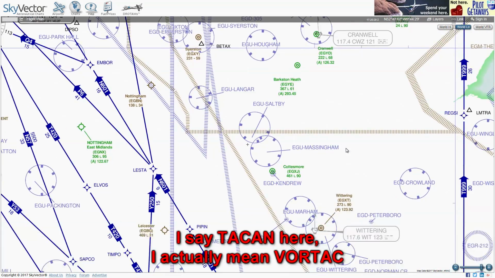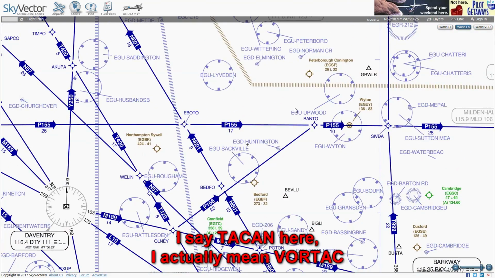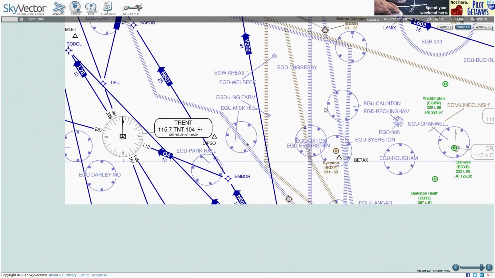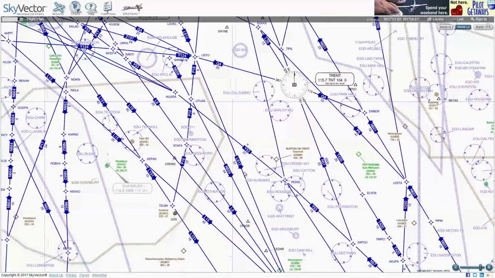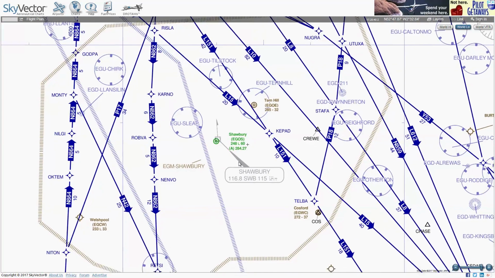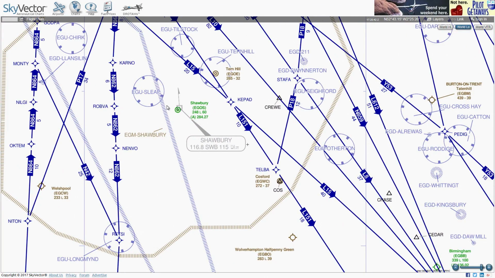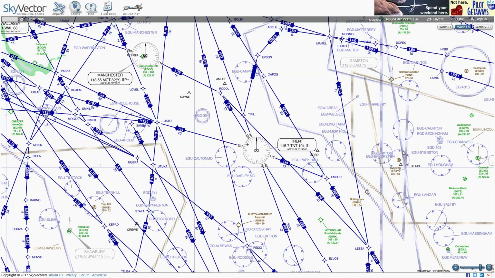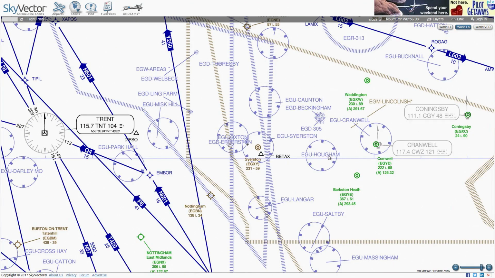Same with Cosenby, Wittering. What other ones do we have? Is Gamston one? Gamston I don't think is one. Gamston's a normal one. But there's a whole bunch of them in and around the area. So you can see Shawbury's a normal one, because you can see that's got a box around it, and so forth. So don't worry about those. I just wanted to make sure that if you were looking at this and you came across a different type of hexagon, you knew what it was.